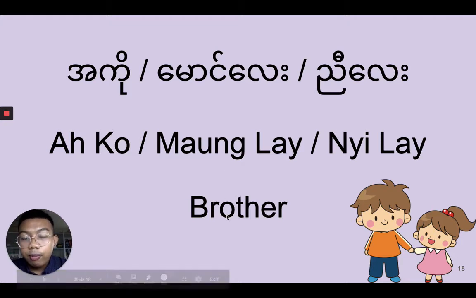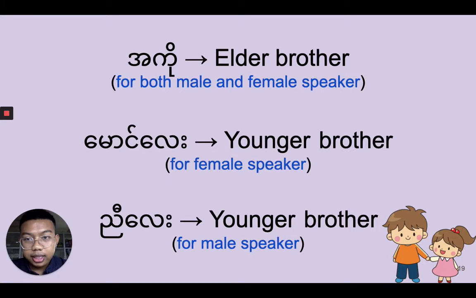Okay, so for brother, we can use ako, maung le, or nhi le. What are the differences and what is the usage? Let me explain. Ako is for elder brother, and it is spoken by both male and female speakers. Whether you're male or female, you can use ako to mention your elder brother.